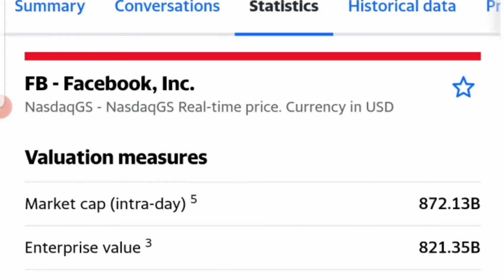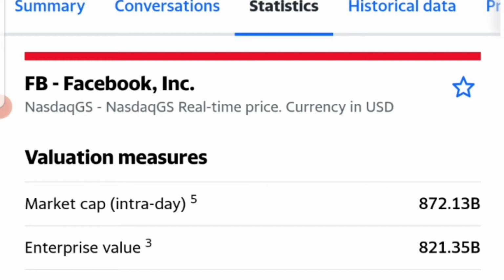you can see market cap versus enterprise value. We would prefer to have enterprise value above market cap. This will tell me that Facebook is traveling into the overvalued price. Forward PE, we want this for a growth stock to be below 20, ideally under 15. This is 22.